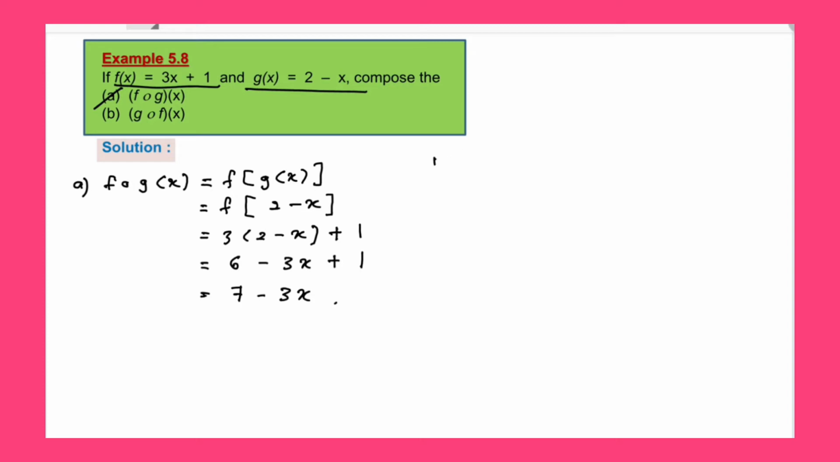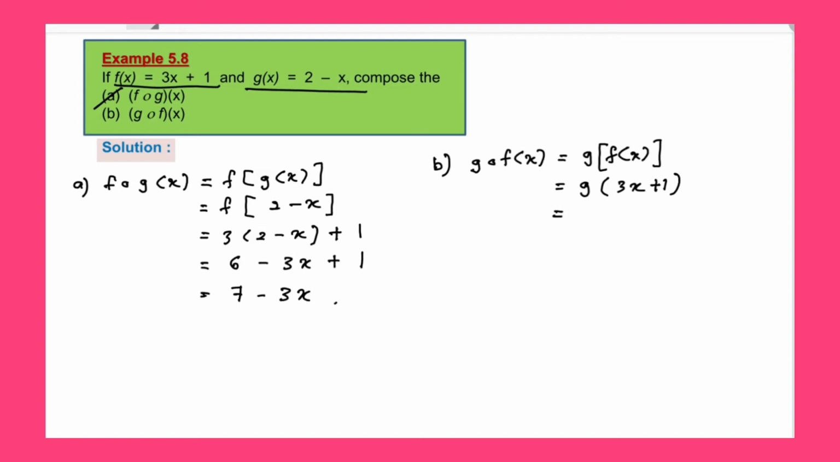Question b. We have to compose g compose f of x. So we rewrite this as g(f(x)). We use the f(x) function, so this is g(f(x)), where f(x) is 3x plus 1.